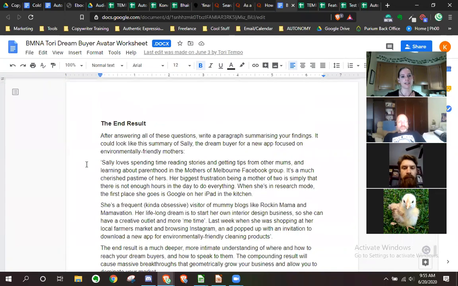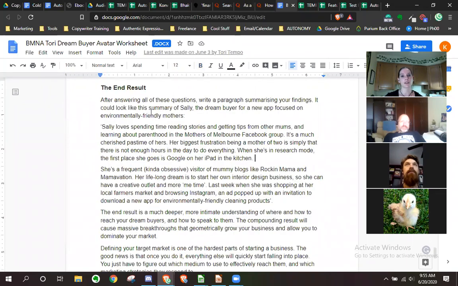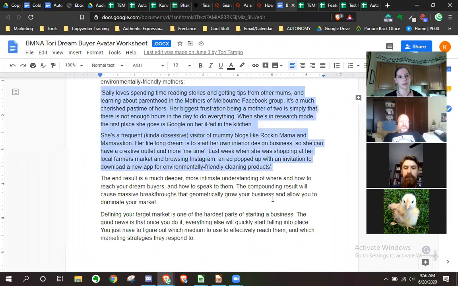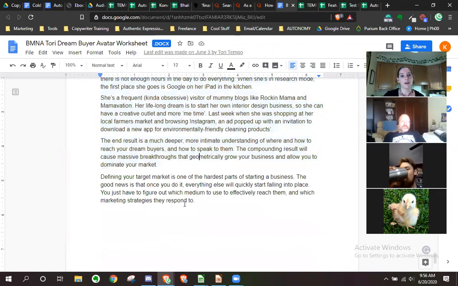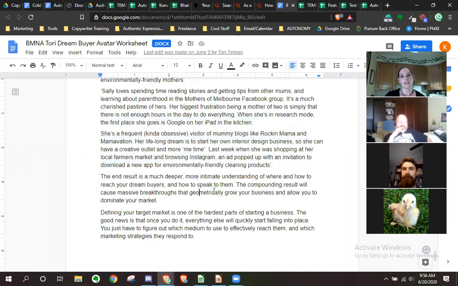And then the end result, this one she didn't actually get to. This is some exact stuff from Sabri Suby's Sell Like Crazy book. The end result is writing a paragraph summarizing your findings. He did, as an example, "Sally loves spending time..." I'm not going to read all this, but it gives that story of this person, and it reflects and translates to all of the copy that you write moving forward.